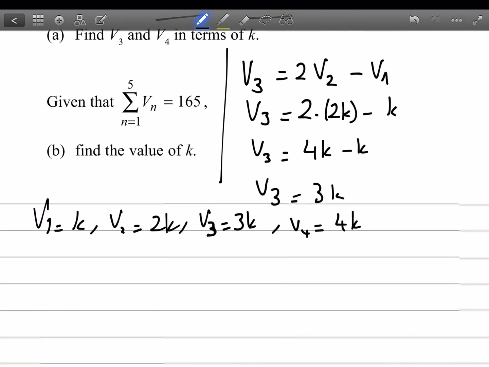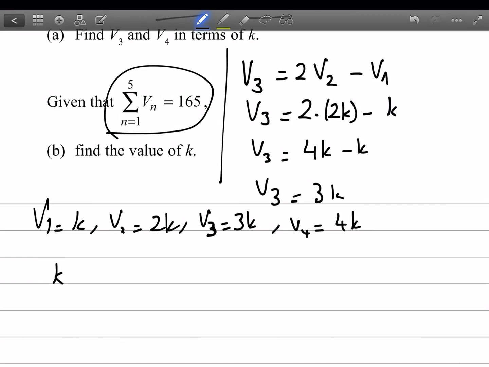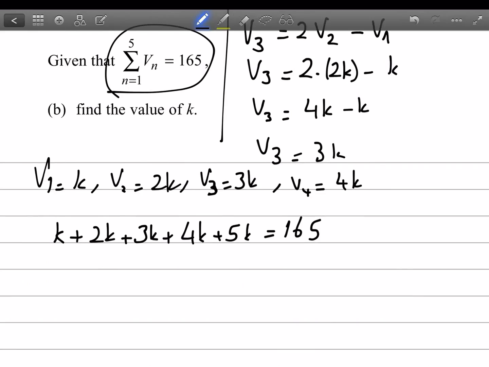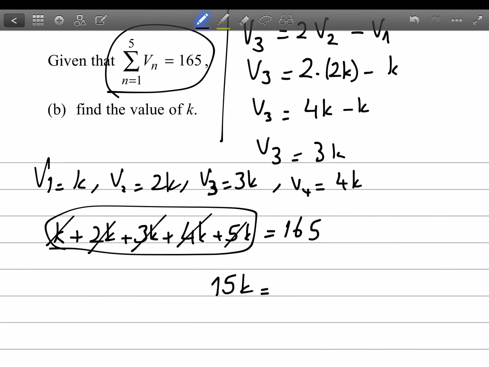And the question says, add the first 5 terms of the sequence. K plus 2k plus 3k, 4k, and 5k will be 165, and these will be 3k, 6k, 10k, 15k will be 165, k will be 11, and we find the value of k. That's finished.